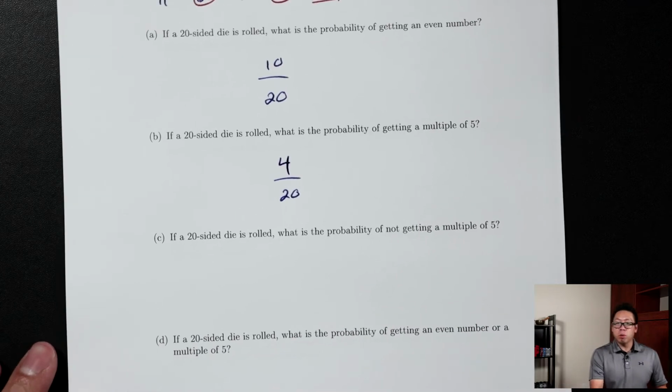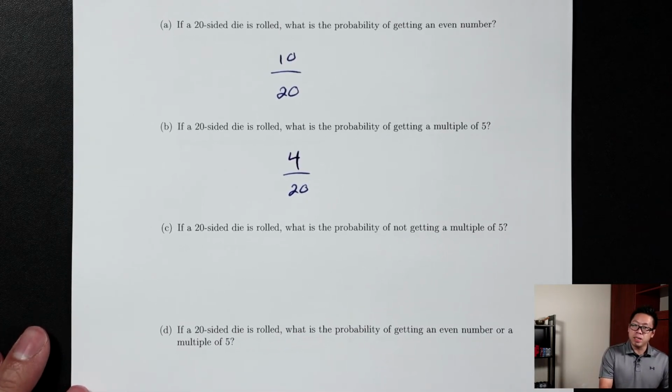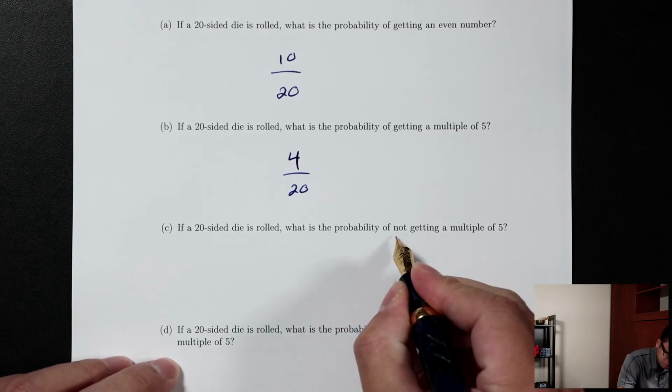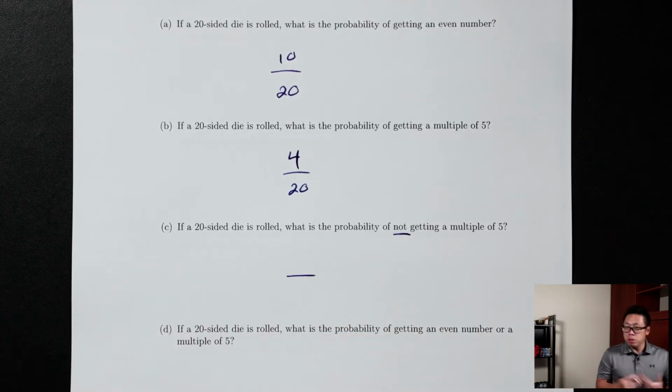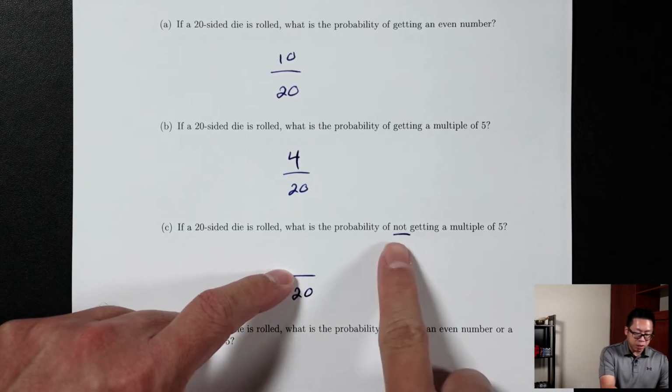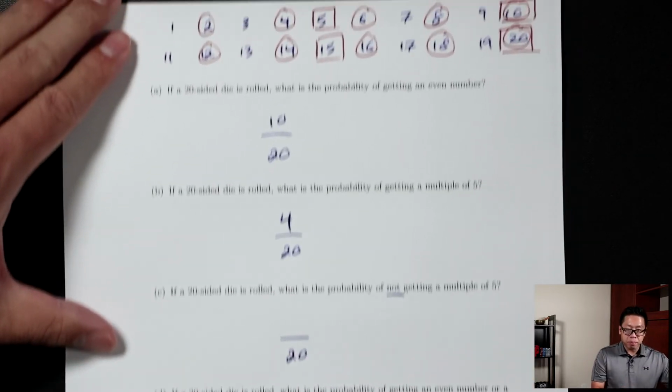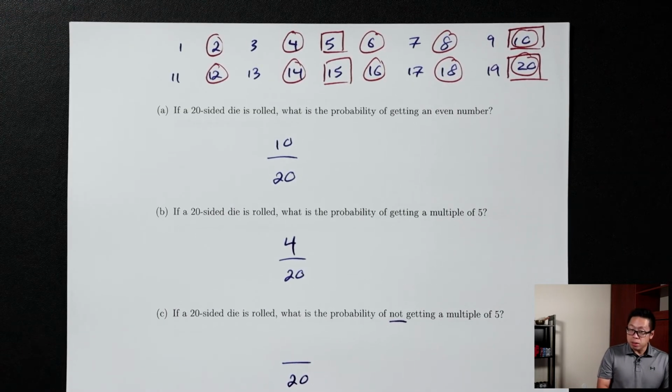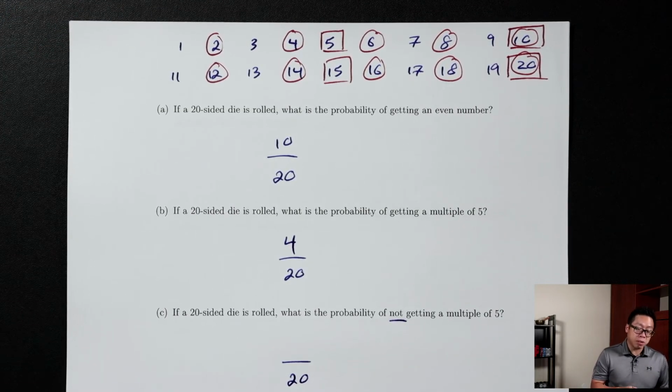Part C, if a 20-sided die is rolled, what's the probability of not getting a multiple of 5? So not getting a multiple of 5. The bottom will still be 20. For the top, we want to count the numbers that are not multiples of 5. Multiples of 5 are the boxes, so how many numbers are not boxed?